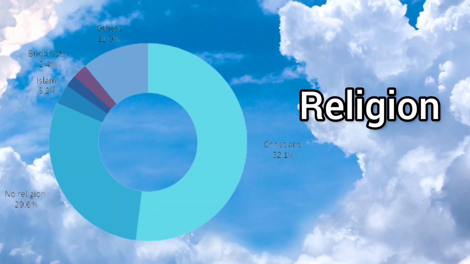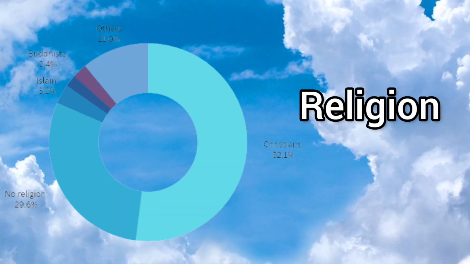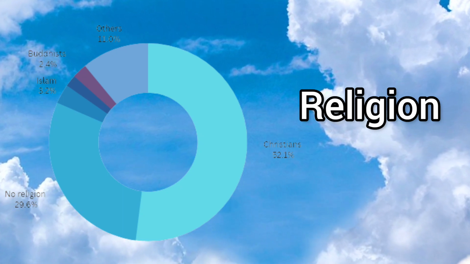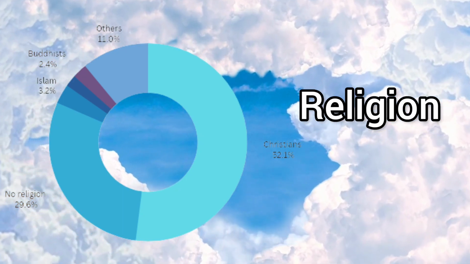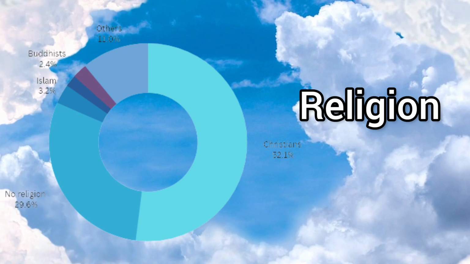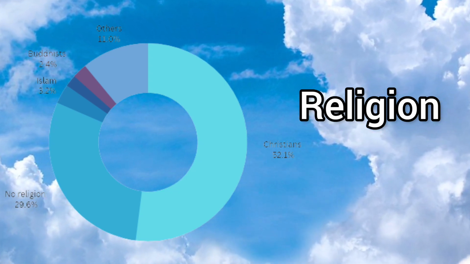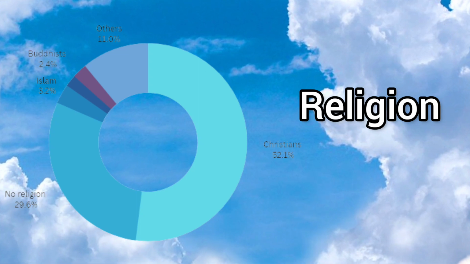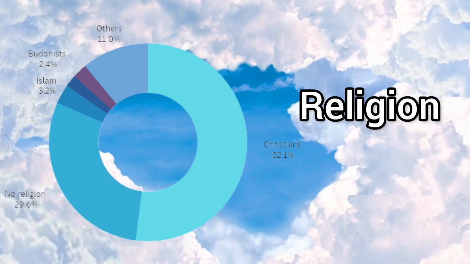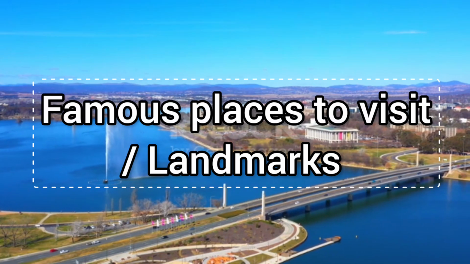Now let's talk about religion. In case of religion, 52.1% are followers of Christianity. 29.6% have no religion. 3.2% people are followers of Islam. 1.9% Hinduism. 2.4% Buddhism. And 11% other.